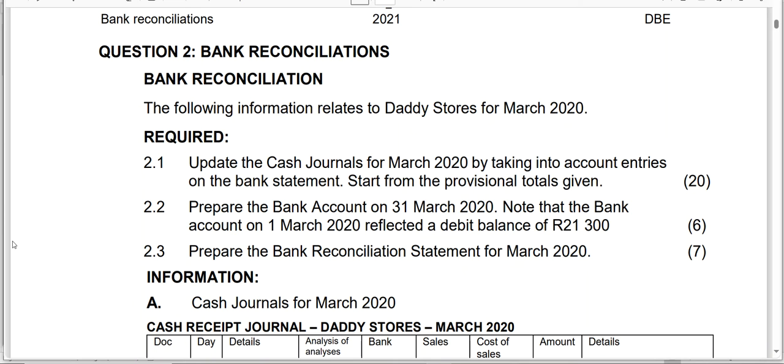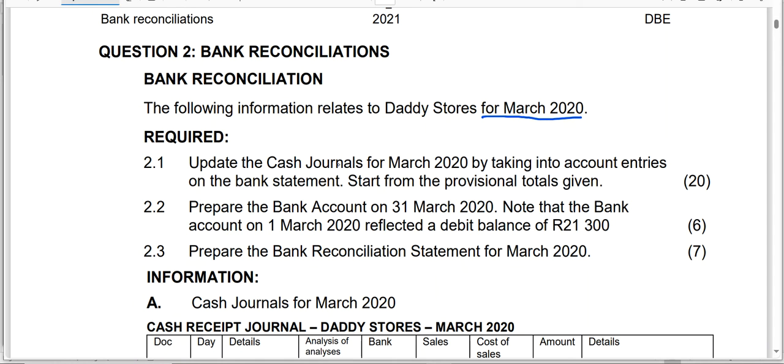Now here it is saying the following information relates to Daily Stores for March 2020, right? So meaning that our present month is March 2020. The month that we are focused on is going to be March 2020. So this is the information that has to do with March 2020.